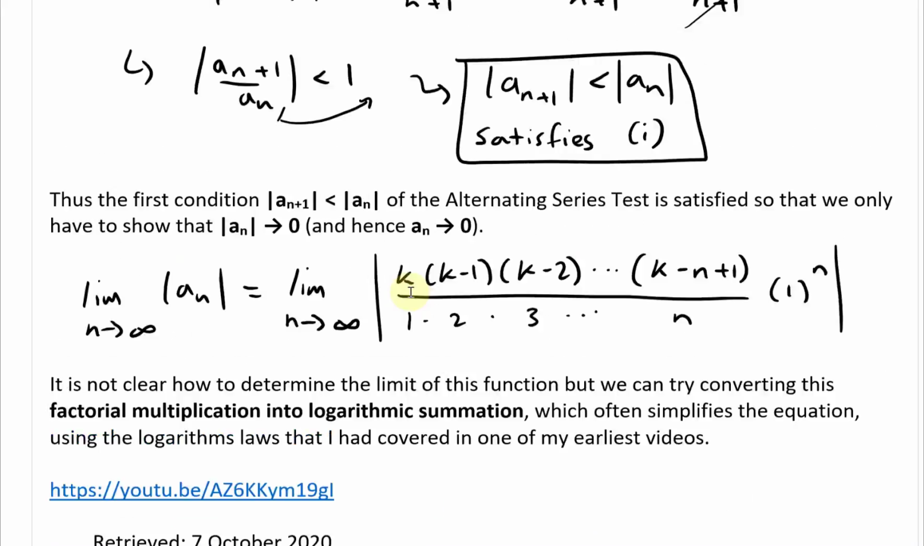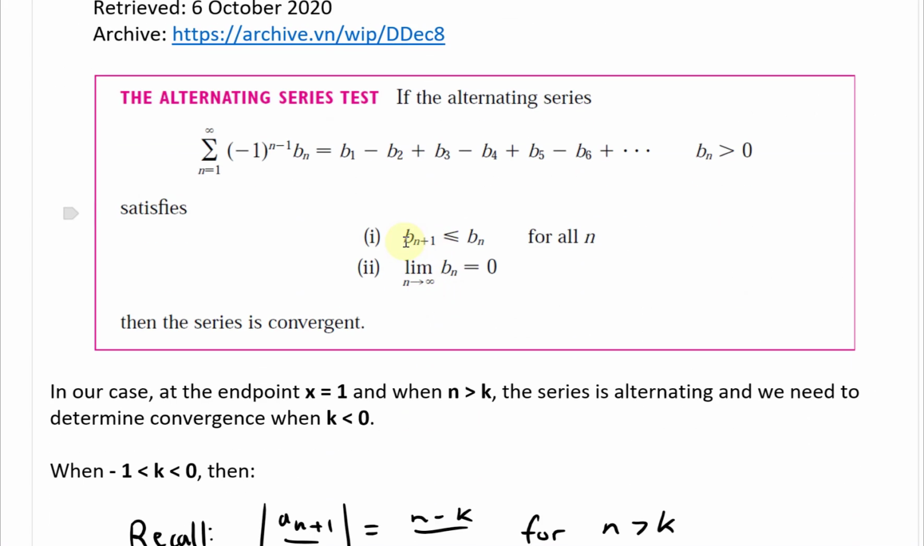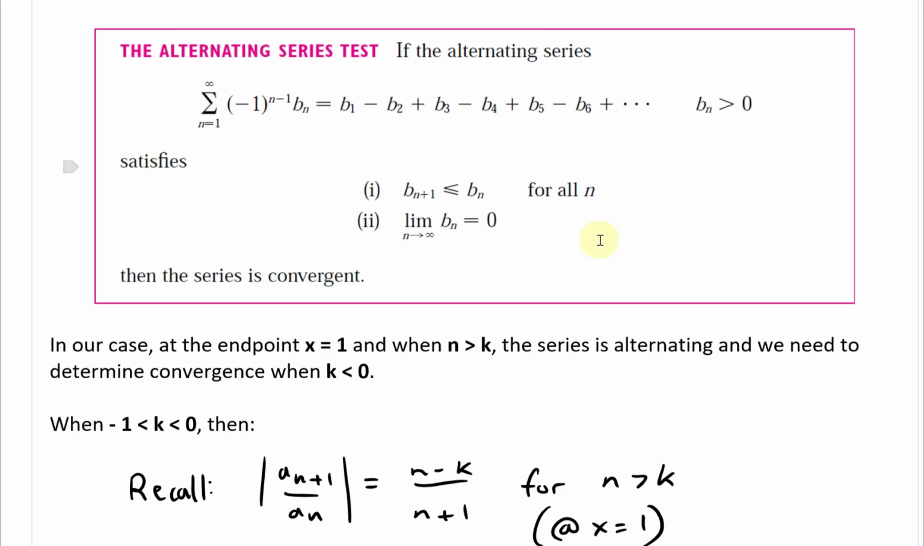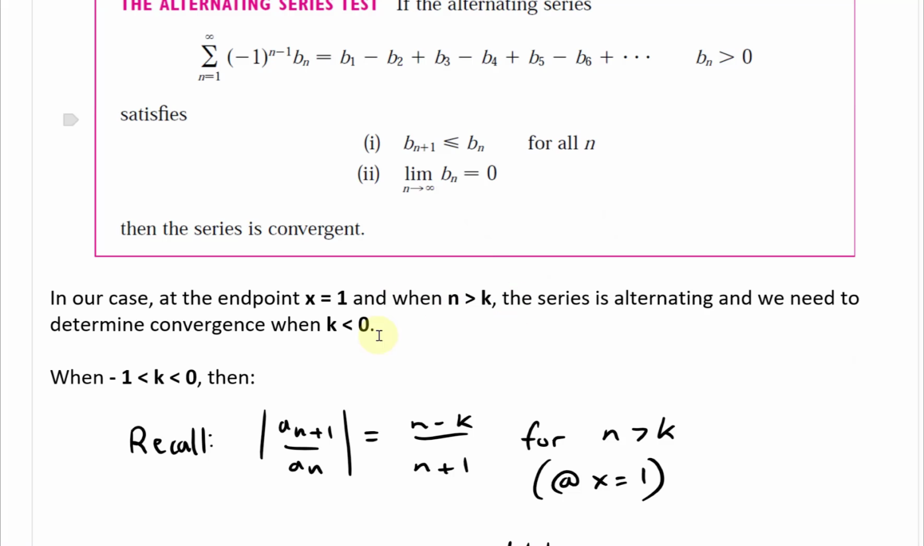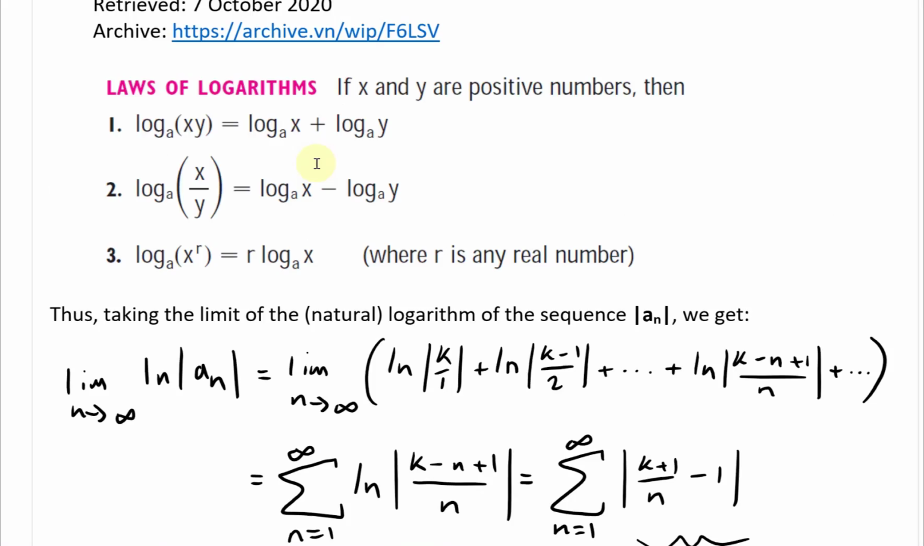So let's again scroll up to the alternating series test over here. Yes, we have bn plus 1, or in our case, an plus 1, is less than or equal to an for all n, and in our case n is greater than k, because all that matters is as it goes to infinity. And also the second condition, the limit goes to 0. So thus the series is convergent.